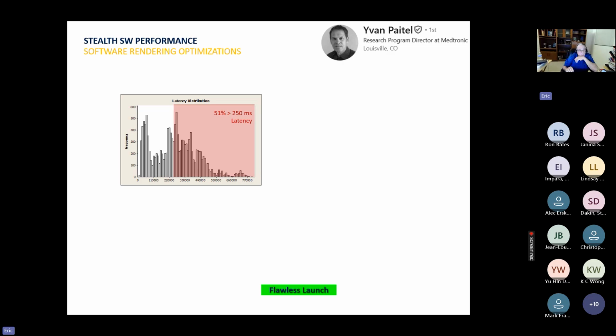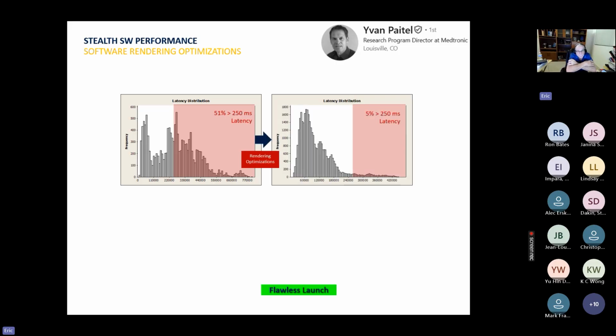time there would be noticeable latency greater than 250 milliseconds. And after he optimized it, with that rendering optimization, we got to where less than 5% of the time would the latency even be noticeable to the neurosurgeon.